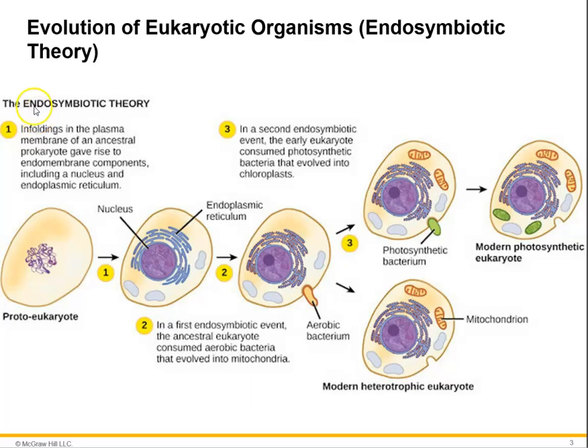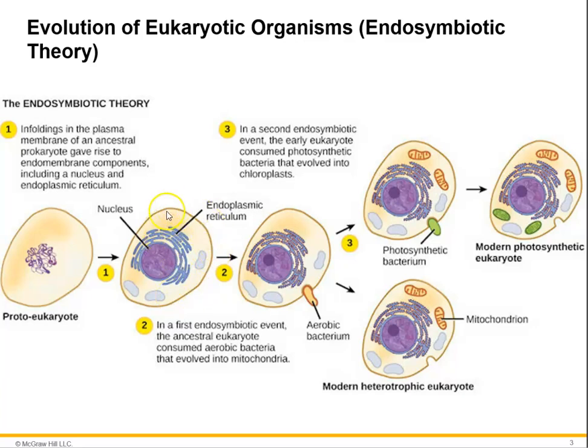Okay, so let's talk a little bit more about endosymbiotic theory. So we'll start here with the proto-eukaryote, right? So this is thought to have been a large prokaryote. And early on, it starts to have infoldings of the cell membrane, and these infoldings eventually become the envelope around the nucleus, as well as the membranes forming the endoplasmic reticulum.